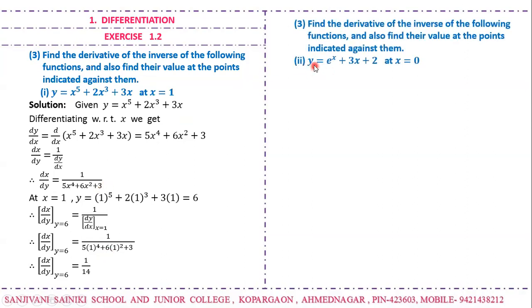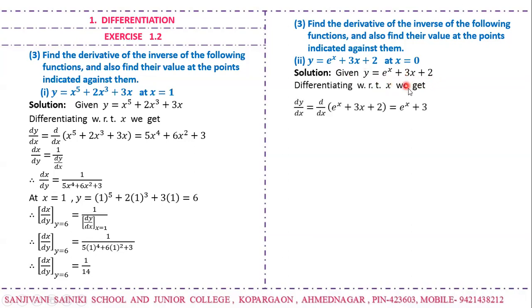Similarly, the next function y is equal to e raised to x plus 3x plus 2 at x is equal to 0. Now y is equal to e raised to x plus 3x plus 2. Differentiate with respect to x. What we get? e raised to x plus 3, because derivative of 2 is 0. So dx upon dy is 1 upon dy by dx. Okay, so what we get? dx upon dy is 1 upon e raised to x plus 3.